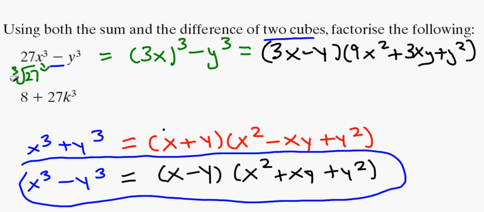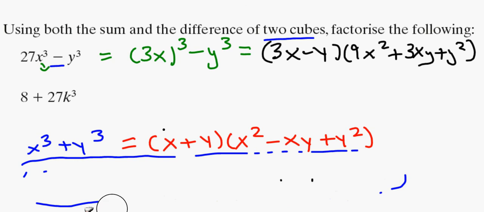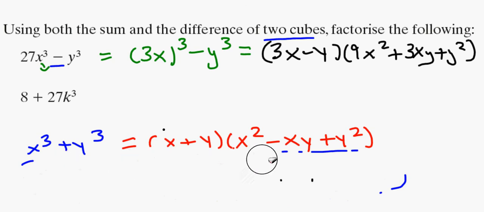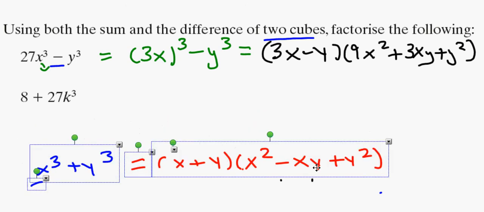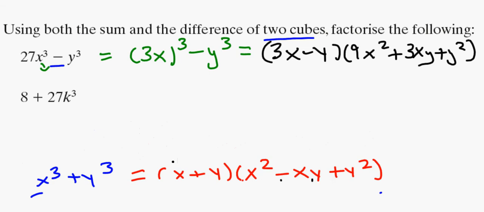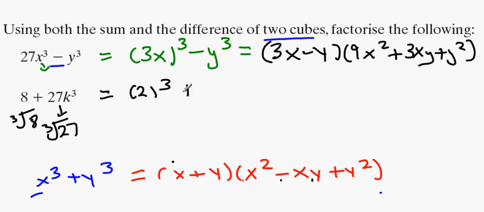Now, for the second one, look at both numbers, 8 and 27. It's a giveaway that it's going to be done this way. Get the cube root of 8, and what you get is 2, so 2 cubed. Get the cube root of 27, and that gives you 3, so that's 3k cubed.